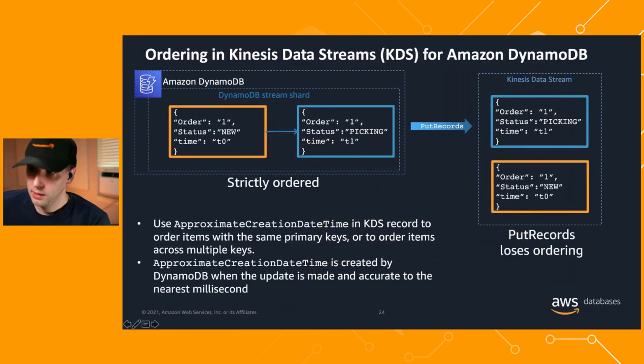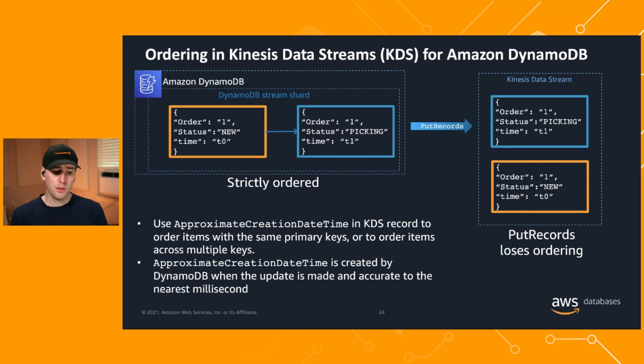Now, I want to mention something important to know for the KDS integration for Amazon DynamoDB. With this feature, DynamoDB does not maintain ordering inside the same item key, not strictly. The reason is that when DynamoDB works as the publisher to put records from the DynamoDB replication logs into the Kinesis data stream service, it uses the PutRecords API. And the PutRecords API doesn't maintain ordering inside of the batch, inside of the actual API operation PutRecords.